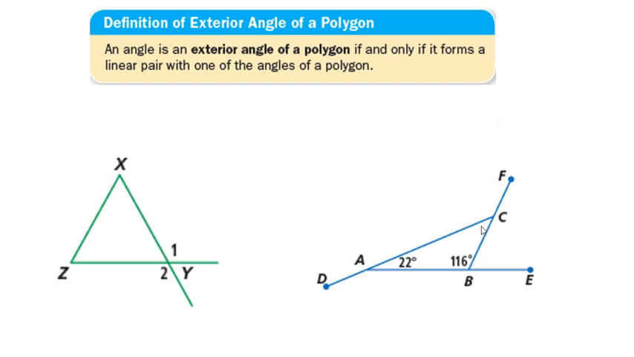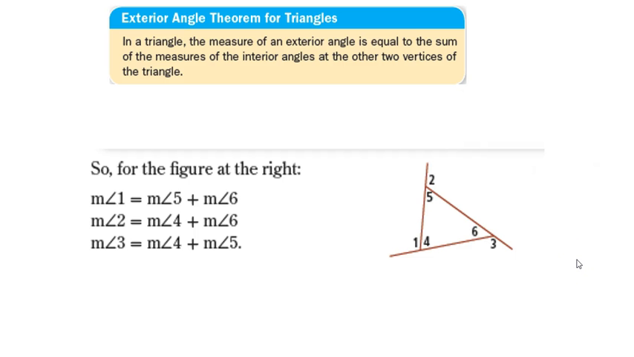180 minus 138 is 42. So this angle is 42. And then this angle is going to be 180 minus 42 because it's a linear pair, which would be 138. And 138 is what these two angles sum to, so that brings us to our next idea. The exterior angle theorem for triangles says that in a triangle, the measure of an exterior angle is equal to the sum of the measures of the interior angles at the other two vertices of the triangle. Got that? That seems pretty straightforward, huh?